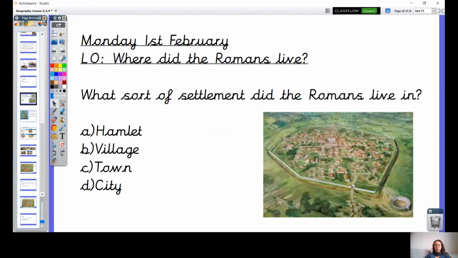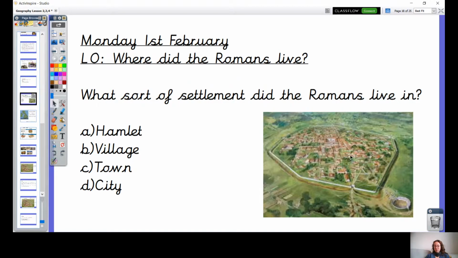Let's start by writing the date and LO, and then having a little think about the question underneath. What sort of settlement did the Romans live in, do you think? And I've got a picture there of an example of one to help you. Pause the video, do those things now.